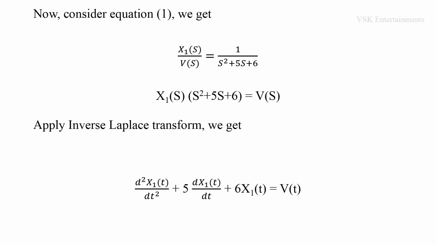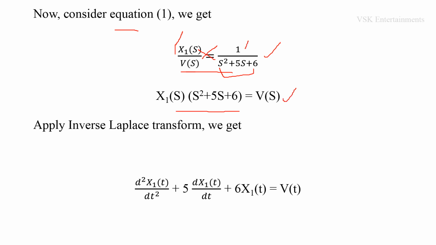First consider equation number 1. From equation number 1, we are going to get the state equation. Why? Because in equation number 1, we have the input as well as the state variable. There is no concept of output. So from equation number 1, we are going to get the state equation. After considering equation number 1, just cross multiply the factors. By cross multiplying, we get X1(s) into this factor equal to 1 into V(s).